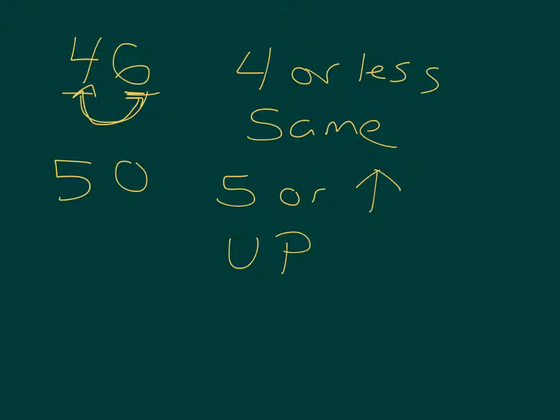Hopefully you know how to do this. And had it been 43, well, the 3 talks to the 4, and it follows the rule. It's 4 or less, so it stays the same. So the 4 stays the same, and then this number becomes a 0. 43 is closer to 40 than it is to 50.